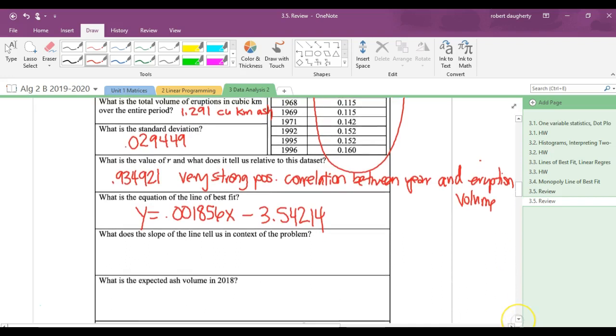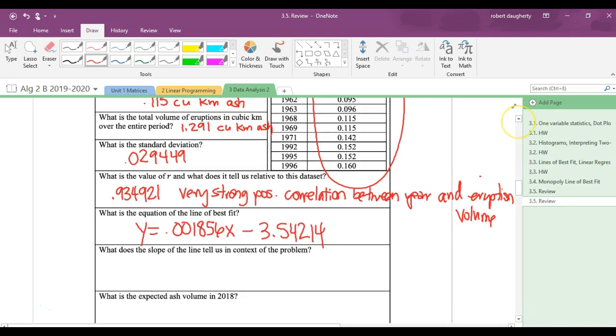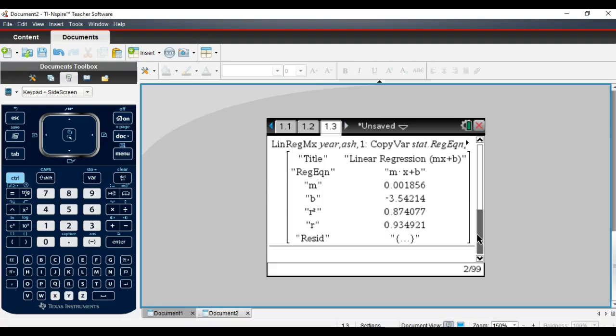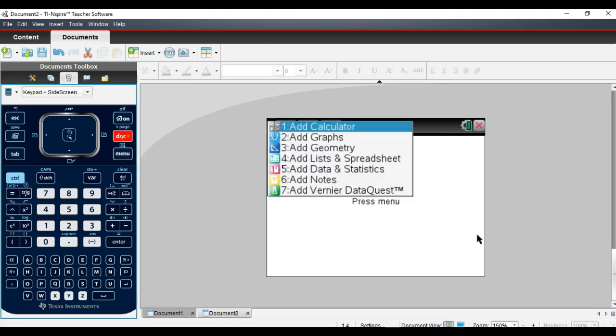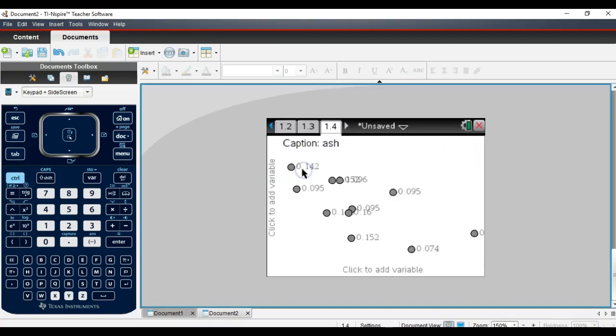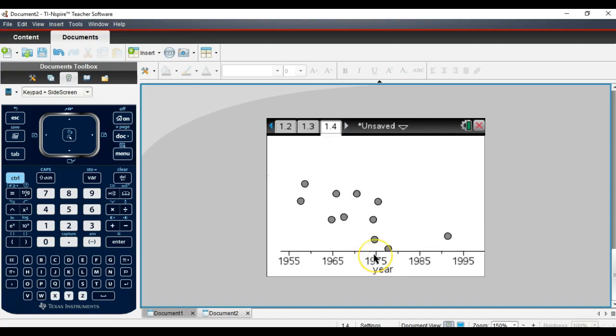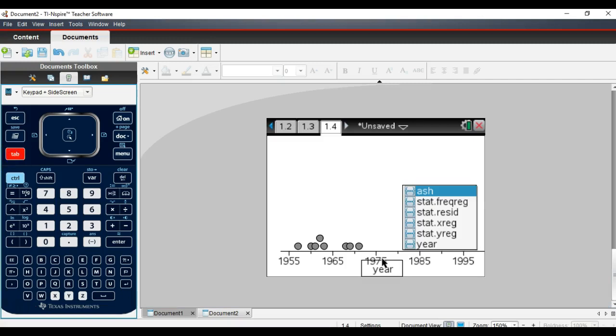What does the slope of the line tell me in the context of this problem? So what is the slope of this line? It's 0.001856. So if you look at it, if I were to graph this, and I could certainly do that, I could create a new page, control doc, and I could say data and statistics. I could look at the year. And sorry about this.